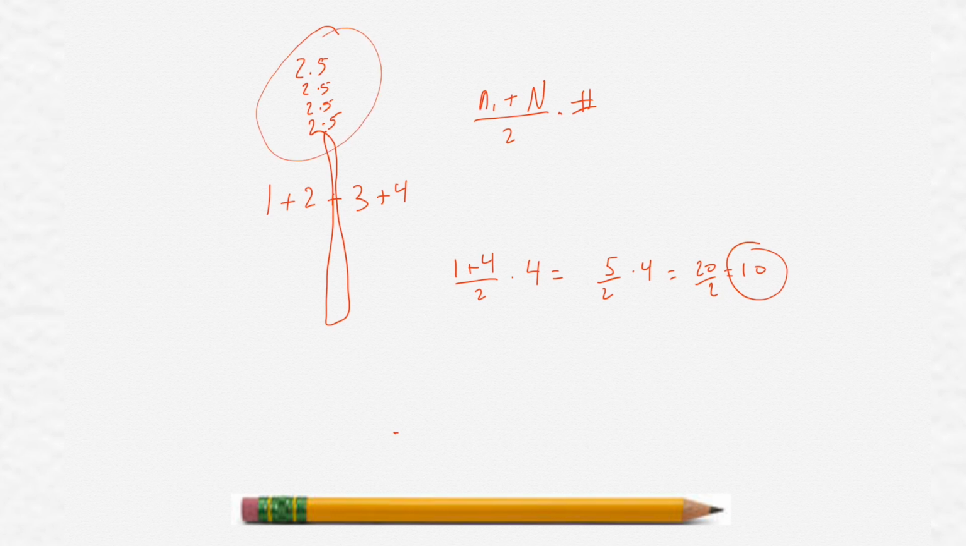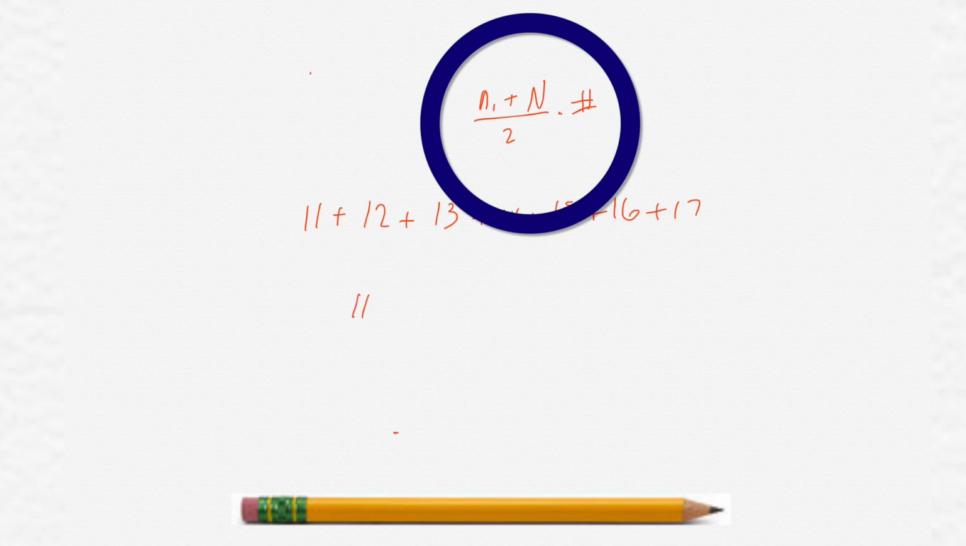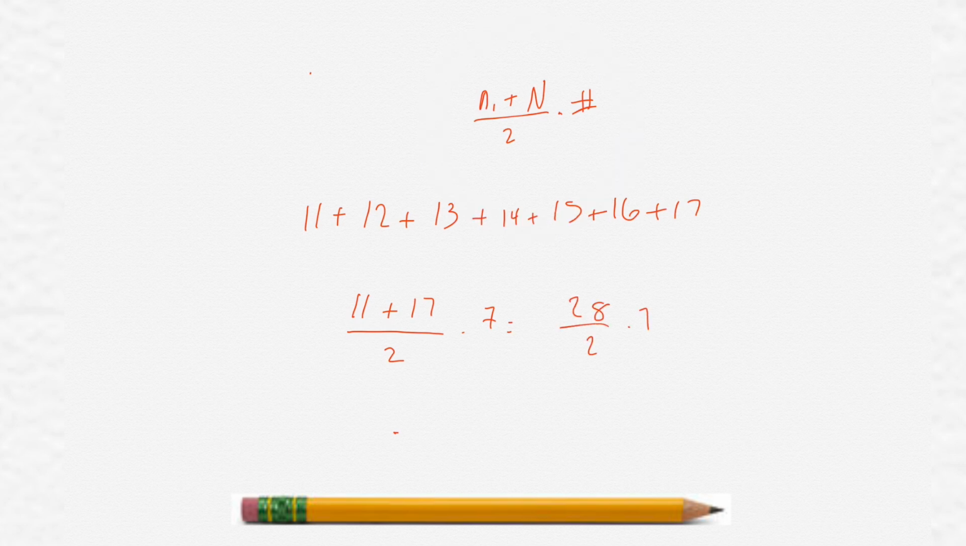Okay, let's try another one. Let's make it a little tougher. We go 11 plus 12 plus 13 plus 14 plus 15 plus 16 plus 17. So here we go again. We go the first number plus the last number. We divide it by 2, and we multiply it by the number of numbers, which in this case there's 7 numbers. So that would be 28 over 2 times 7, which is 14 times 7, which is 98. So the sum of that sequence is 98.